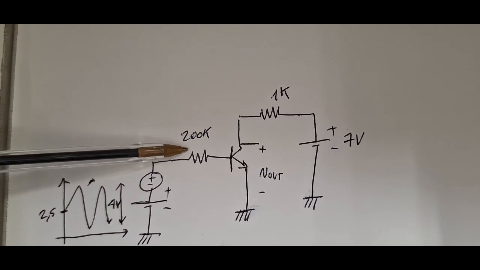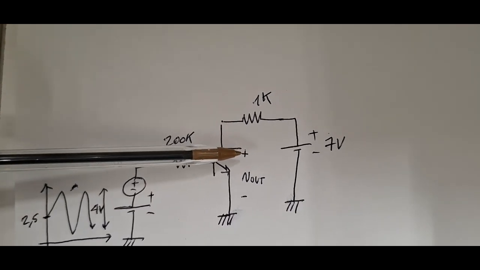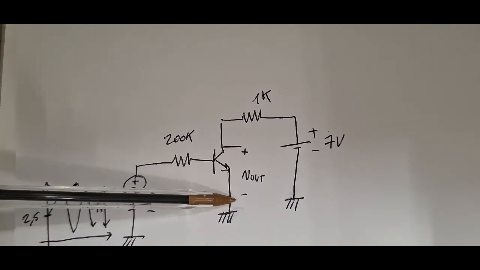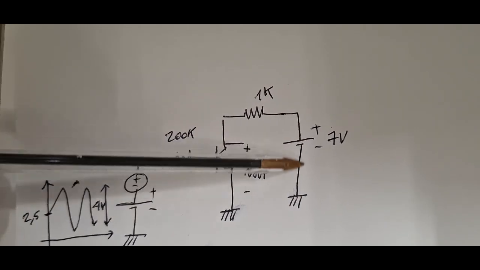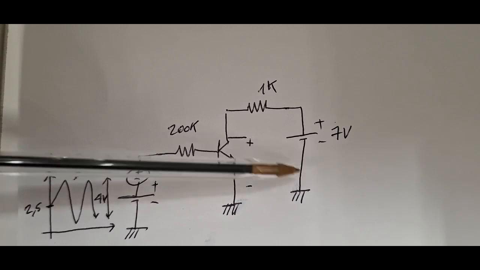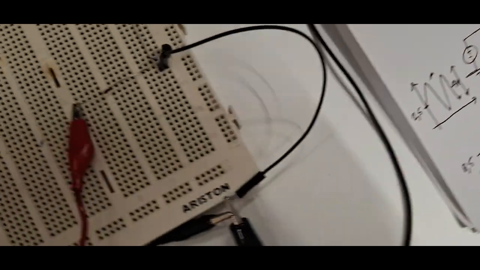Then our base resistor, the transistor, we take the output between collector and emitter, then we have 1K resistor here and this 7 volt battery for polarization. So we implement this circuit on the protoboard.